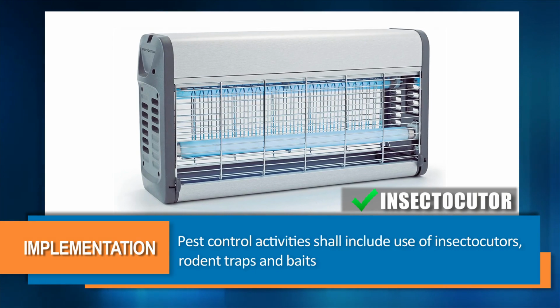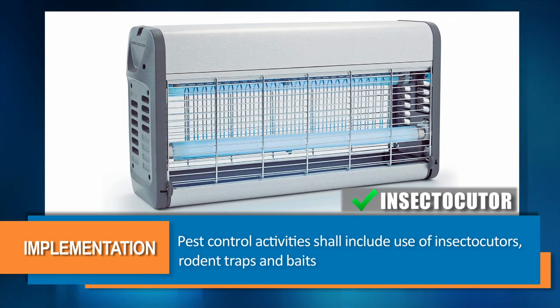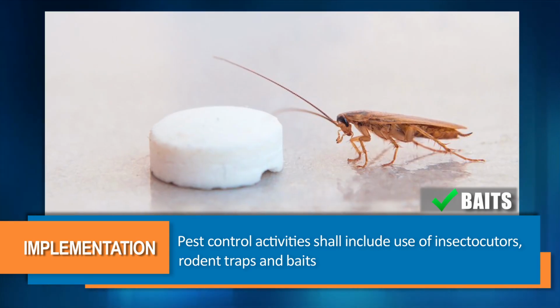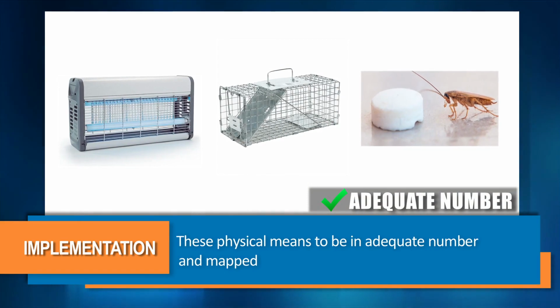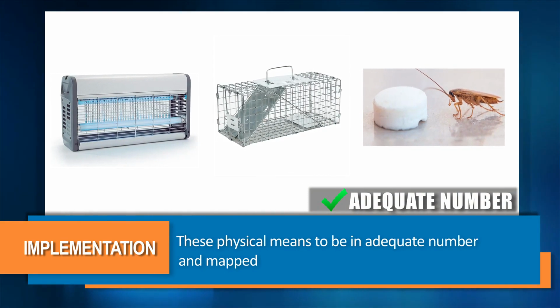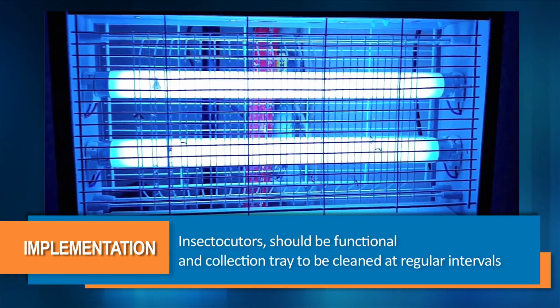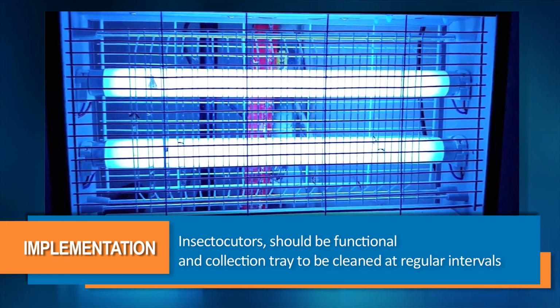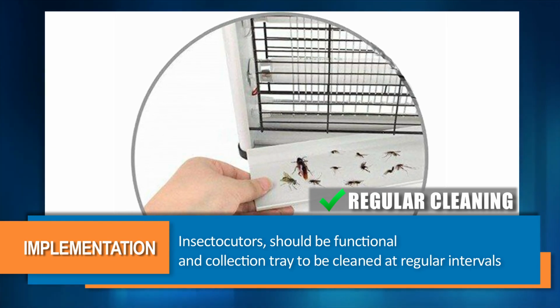Pest control activities shall include use of insecticutors, rodent traps, and baits as appropriate. These physical means shall be in adequate number and mapped. Insecticutors, when used, should be functional and the collection tray should be cleaned at regular intervals.